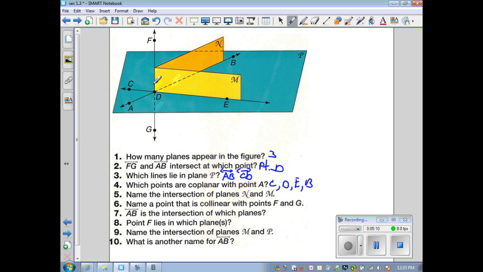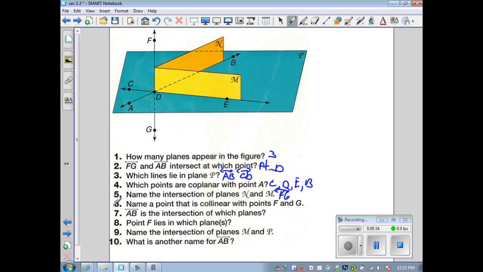Now, it doesn't look like FG is contained in the 2 planes because it extends through, but recall, planes extend forever in all directions. So these 2 planes would contain both F and G. So the intersection of the 2 planes would be line FG.